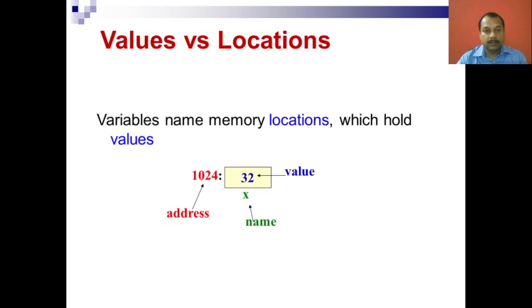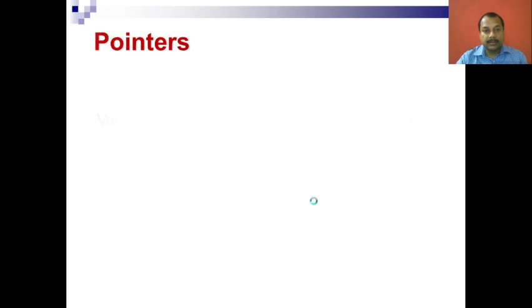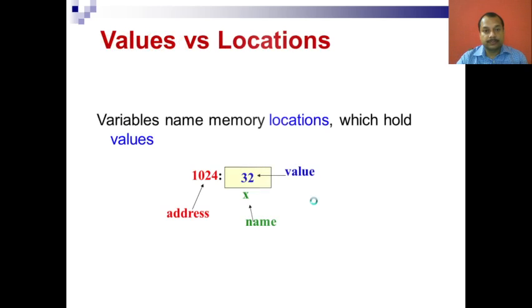So, further elaboration, so that you are not confused between the content and the location. Variables name memory locations which hold the value. Okay, so here the situation is: x is the name of the variable whose address is 1024 and 32 is the content.